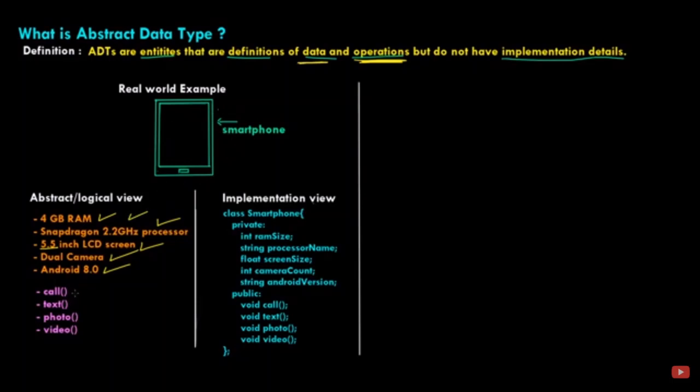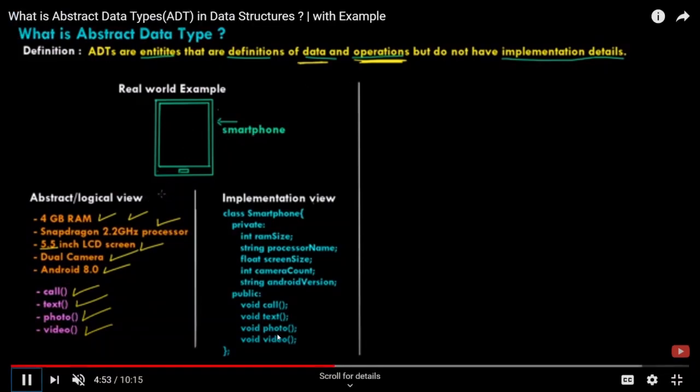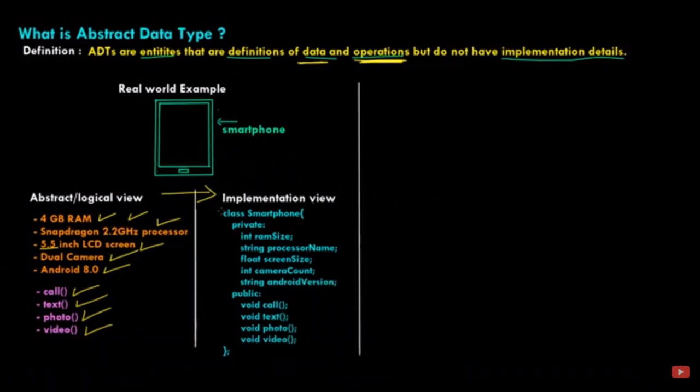So we can make a call, we can send messages, we can take photographs, we can take videos. So all these things are the things which come under the abstract view. So when we come to the implementation view, you can see how the things are implemented.